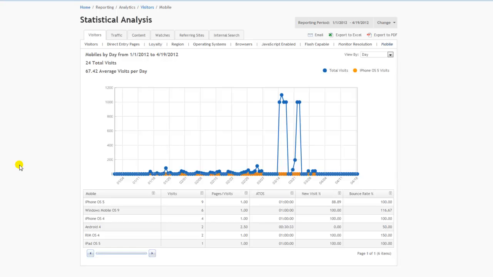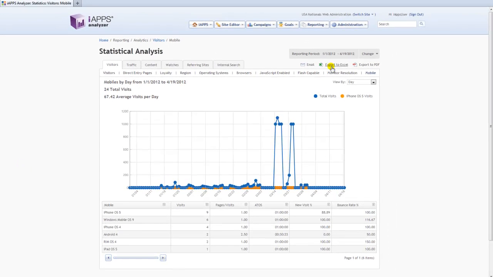So using these statistical analyses, using these visitor statistics, you could really start grasping an idea of who your audience is and who your target audience is. And of course, all of this information can be emailed, exported to Excel, or exported to PDF for your reporting needs.